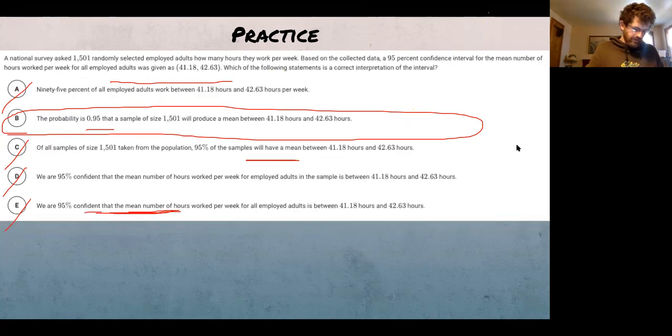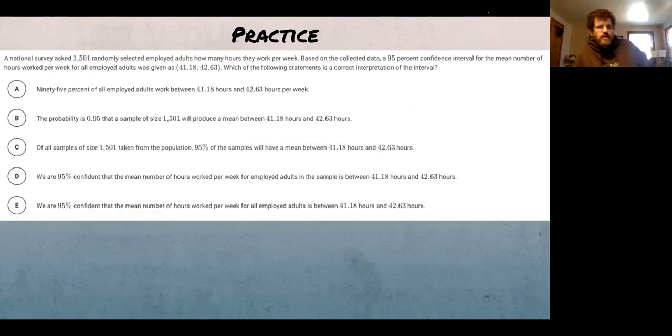All right, not much left here. A national survey of 1,501 randomly selected employed adults were asked how many hours they worked per week. Based on the collected data, a 95% confidence interval for the mean number of hours worked per week for all employed adults was given as that. Which of the following statements is a correct interpretation of the interval?